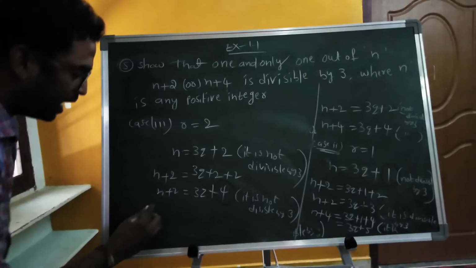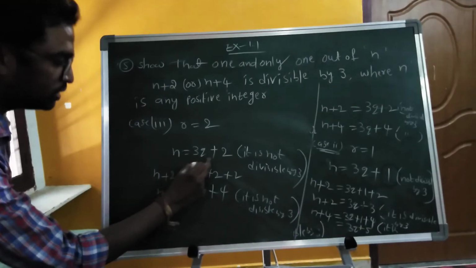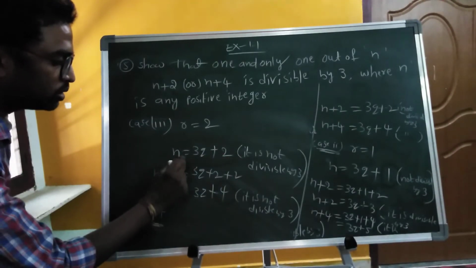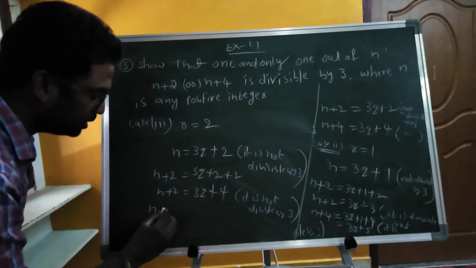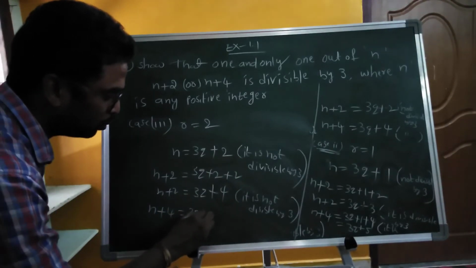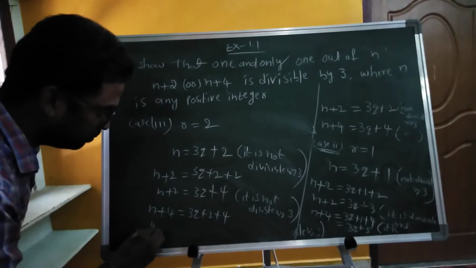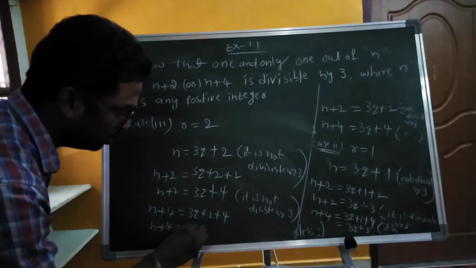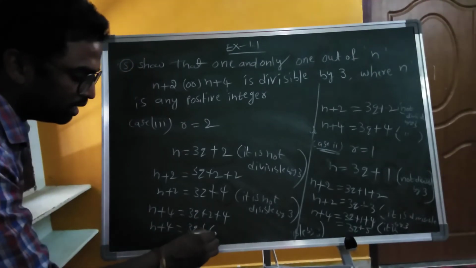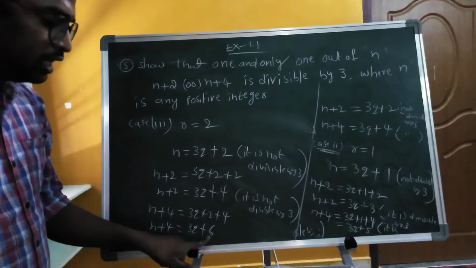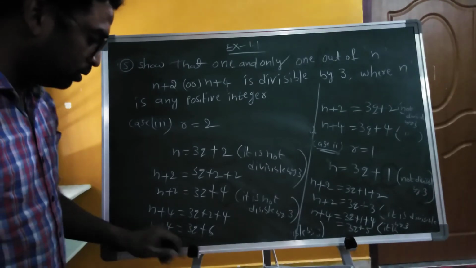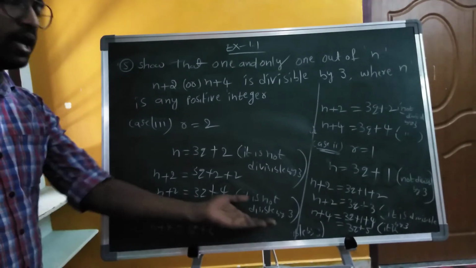Now adding 4 on both sides for this equation. That means n plus 4 is equal to 3q plus 2 plus 4, which means n plus 4 is equal to 3q plus 6. So here the remainder is 6, that's why it is divisible by 3. You know very well, so n plus 4 is divisible by 3.